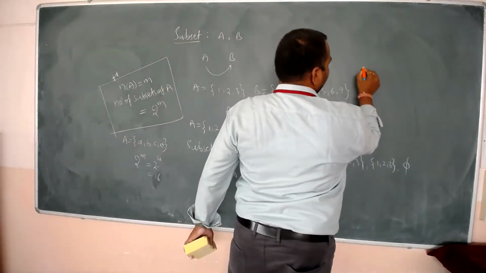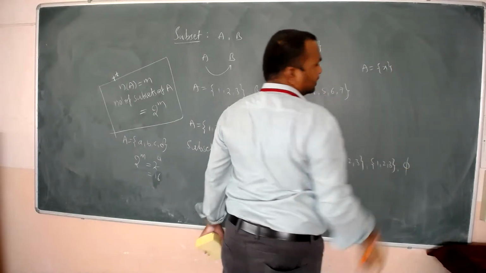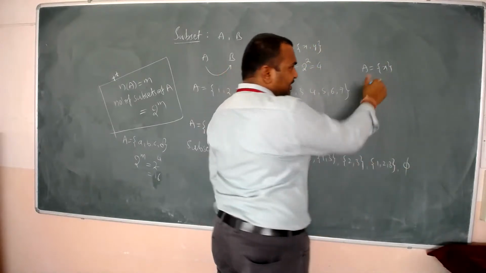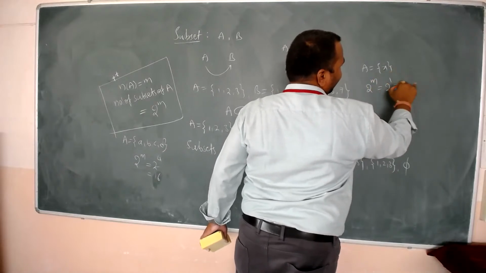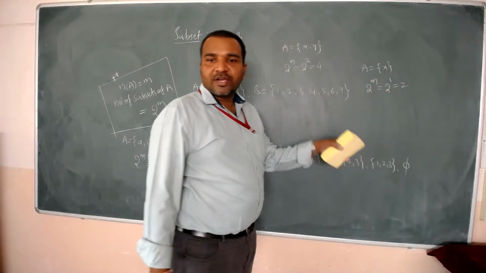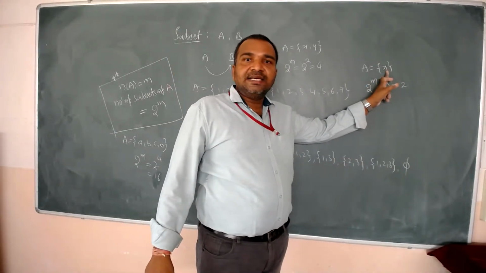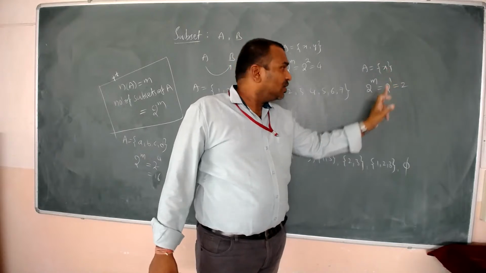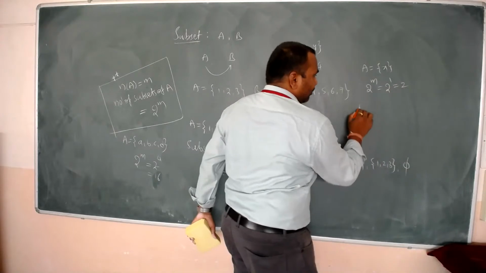Now I'm taking A is equal to {x}, a single element. Number of subsets for this one? 2 power m. What is the value of m? 1. That is 2. Correct? So the number of subsets for set {x} is 2 power 1, that is 2 only.